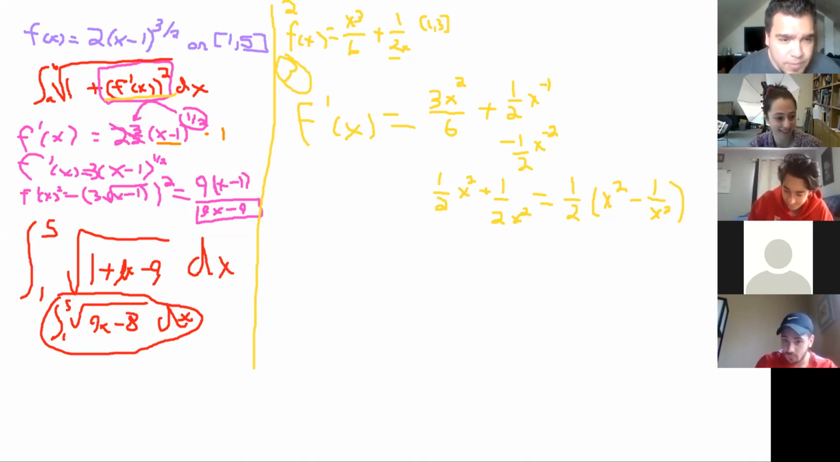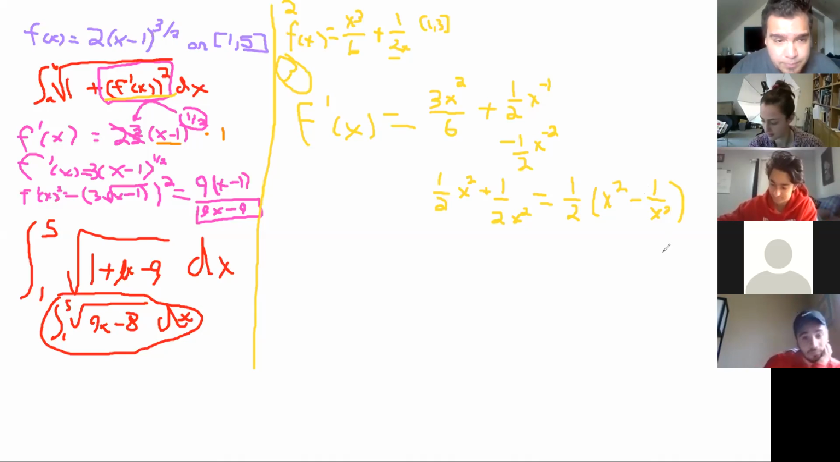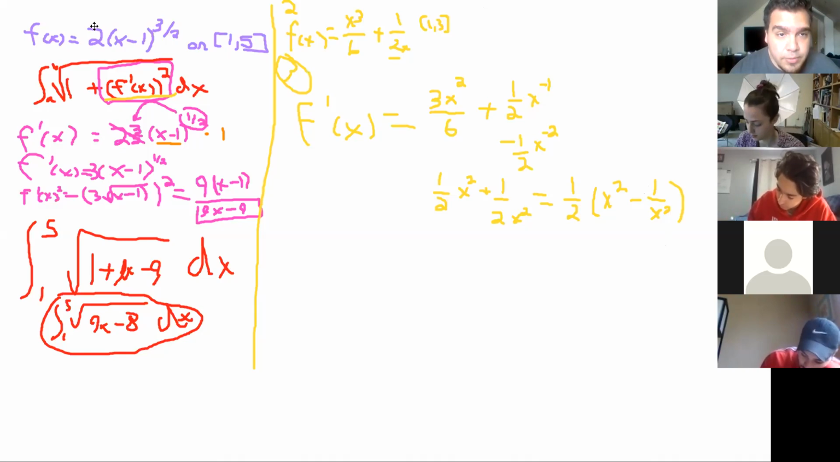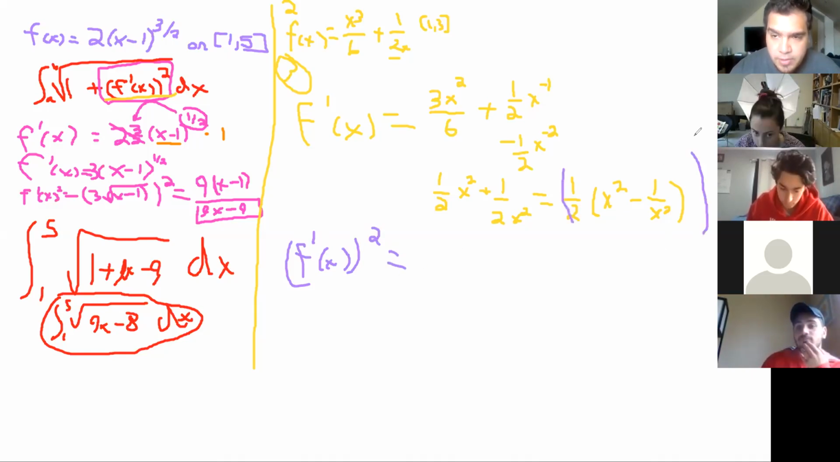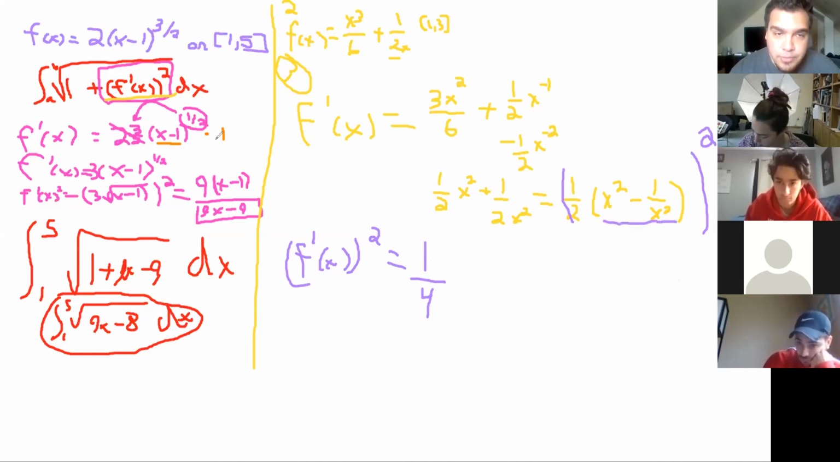Okay. So we have a half minus x squared and a half. So we should square this. So we're going to square this whole thing because we're looking for f prime squared. So let's square all that. The 1/2 basically just becomes 1/4. That's really nice. But this part right here, we're going to have to force the FOIL.